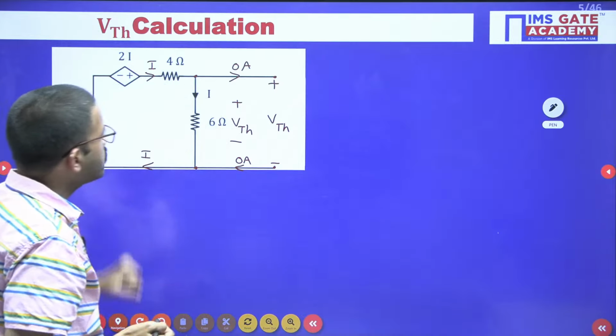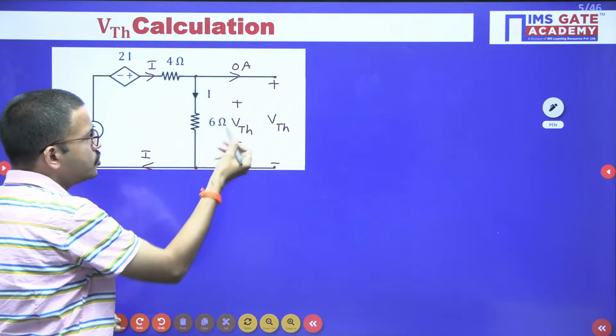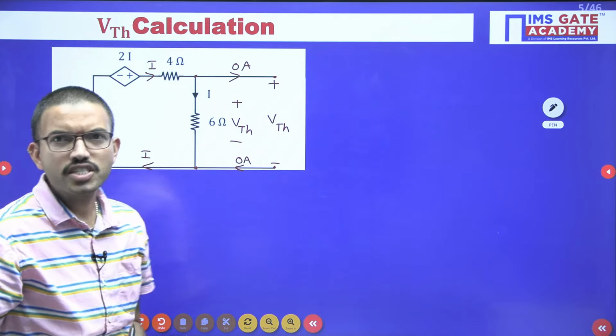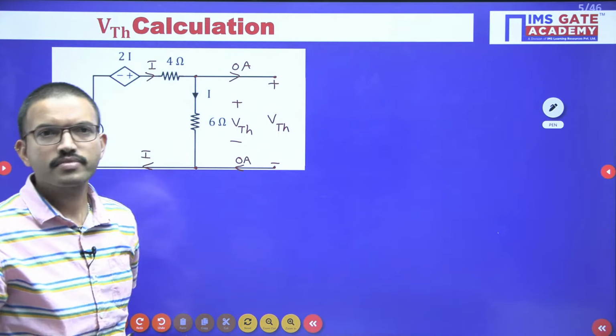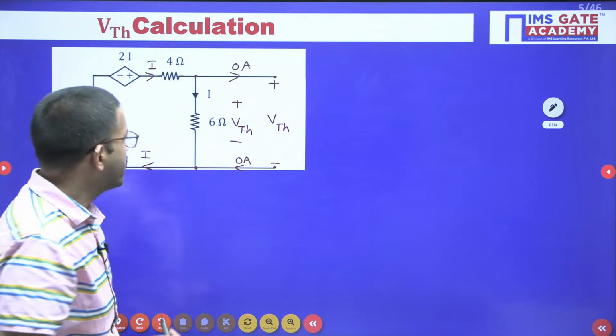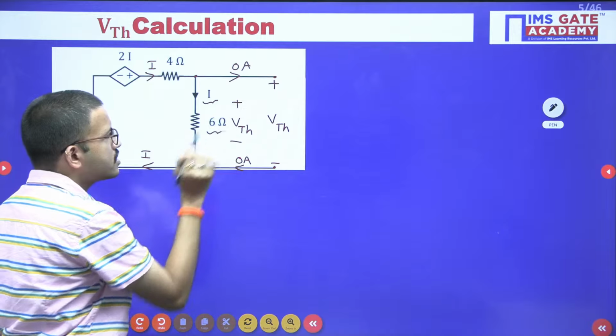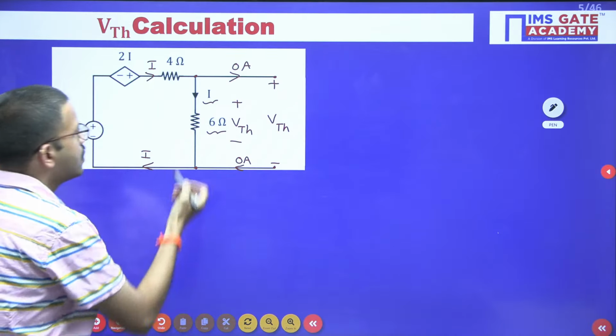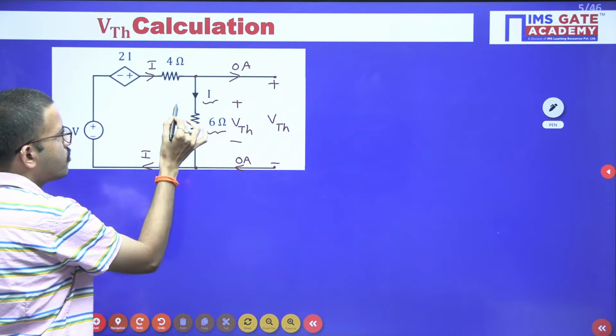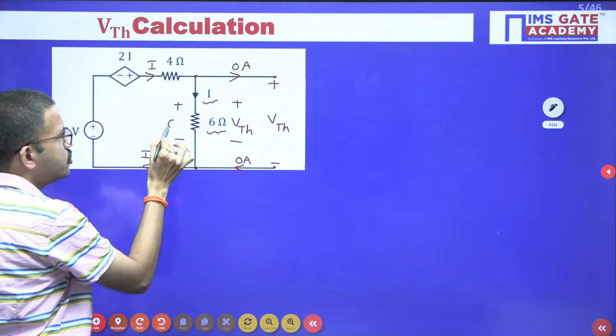Right. Now, by using Ohm's law, you know the current, you know the resistor. Can we calculate the voltage across 6 ohm resistor? So all of you can respond. Yes, we can directly find, because we know the current, we know the resistor value. By using Ohm's law, across 6 ohm resistor, the voltage is nothing but 6 into I.